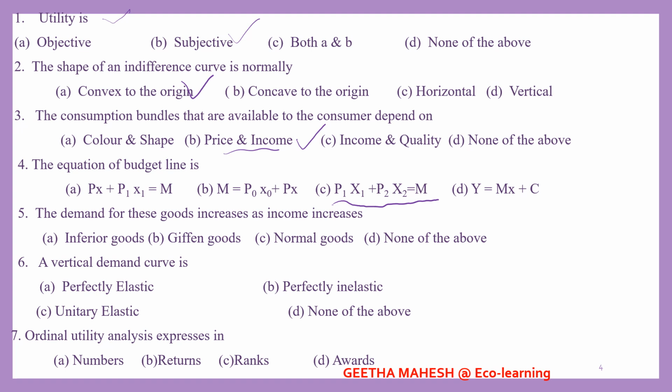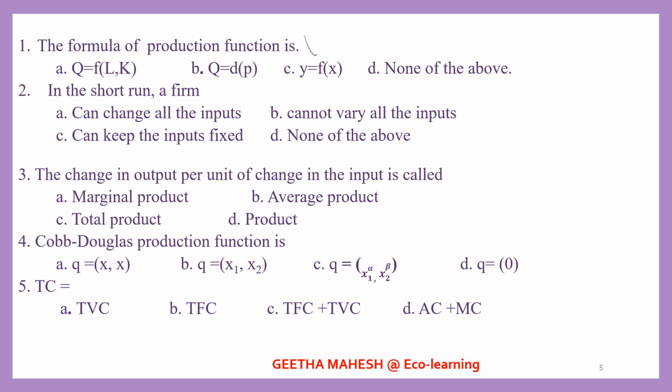Demand for these goods increases as income increases, that is normal goods. A vertical demand curve is perfectly inelastic. Ordinal utility analysis is expressed in ranks. Formula of production function is Q = f(L, K). In the short run, a firm cannot vary all inputs. Change in output per unit of change in input is called marginal product. Cobb-Douglas production function is Q = x1^α x2^β.